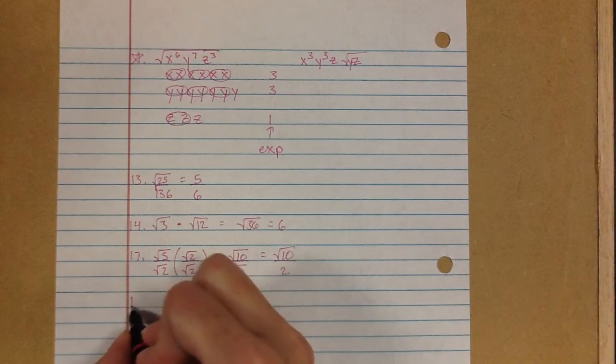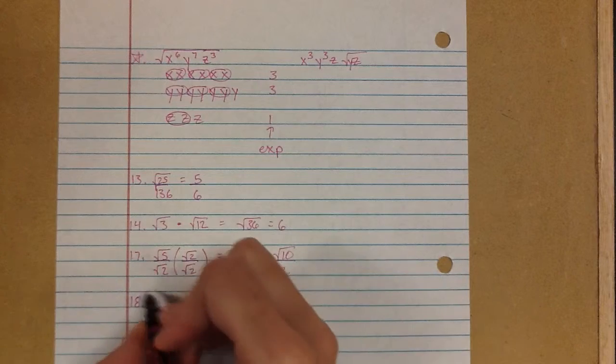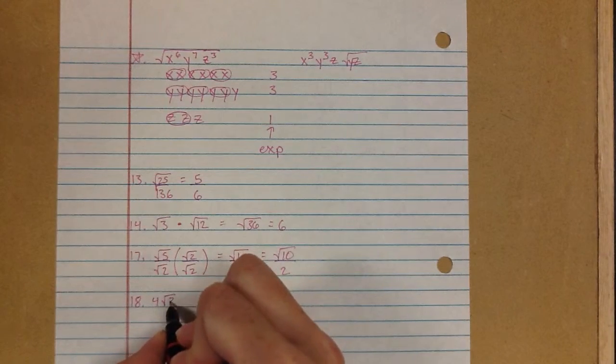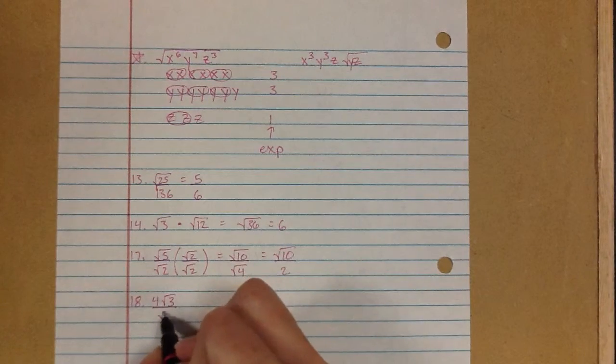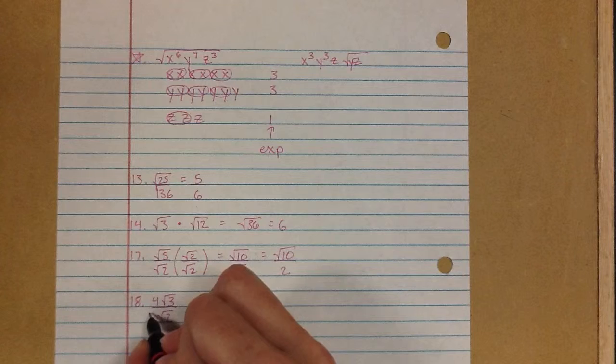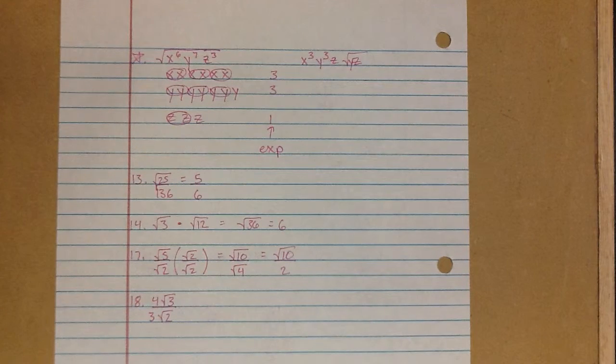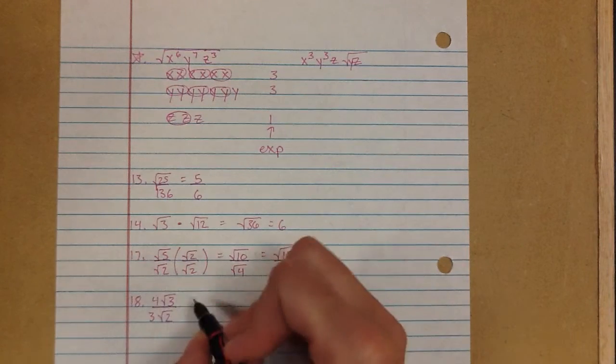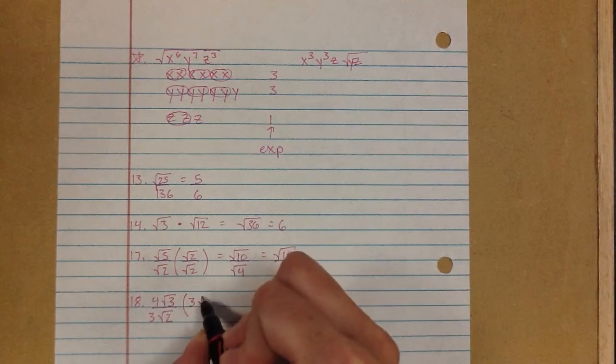So 18. If you have a question, interrupt me. 4 square roots of 3 over the square root of 2. We're going to complicate this a little bit. I'm going to put a 3 out here. So I got 3 square roots of 2 on the bottom. So the top and the bottom get multiplied by 3 square roots of 2.